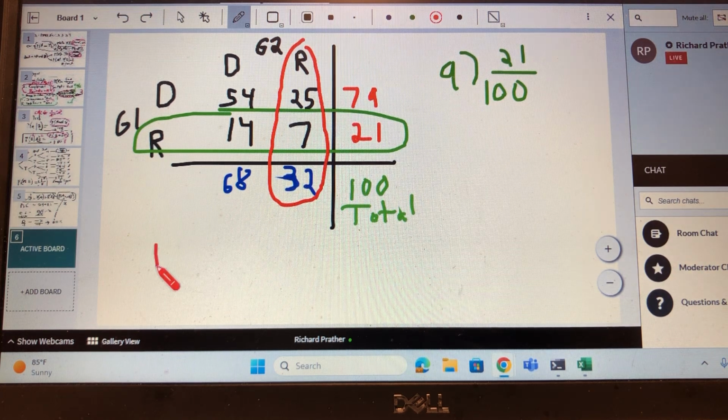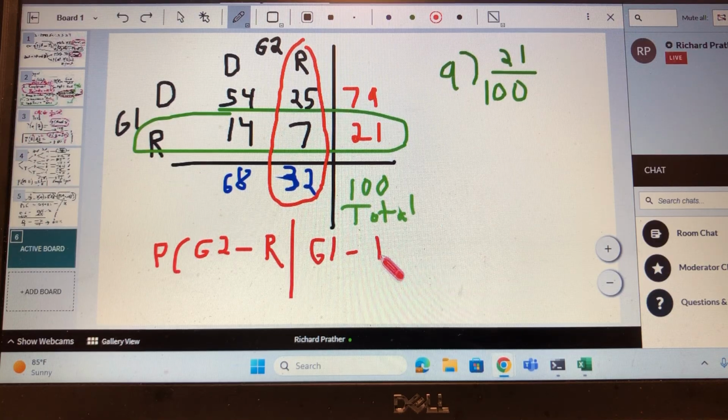So the way you write this is gene 2 is recessive, given that gene 1 is recessive, or it could be dominant, but they just put recessive both times. So this is the one time that you're not going to get 100 in the denominator.